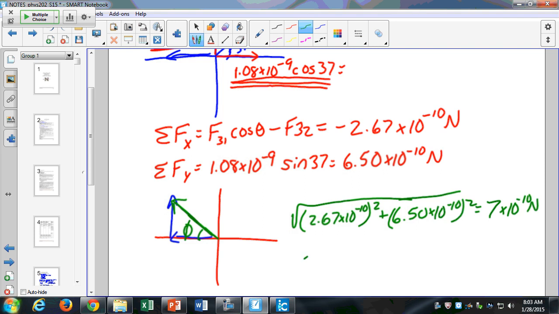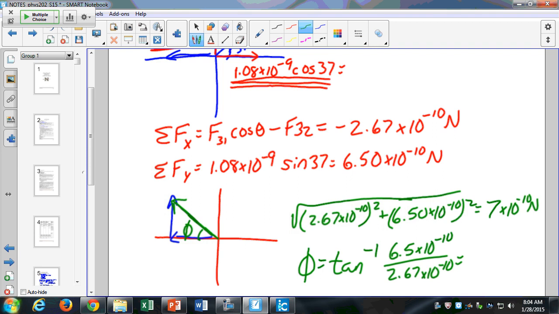And then to find the angle phi, I do my inverse tan of opposite over adjacent. That is the y component divided by the x component. Remember, there are lots of different ways to do this. You can include the sign or not, and depending on your calculator, it may or may not get it right. But I usually just leave the signs off, and then I just go with what my picture looks like.